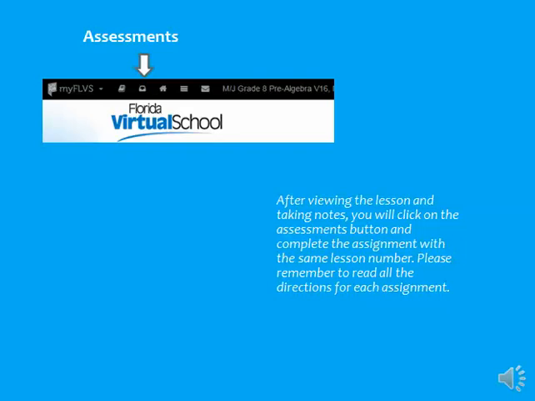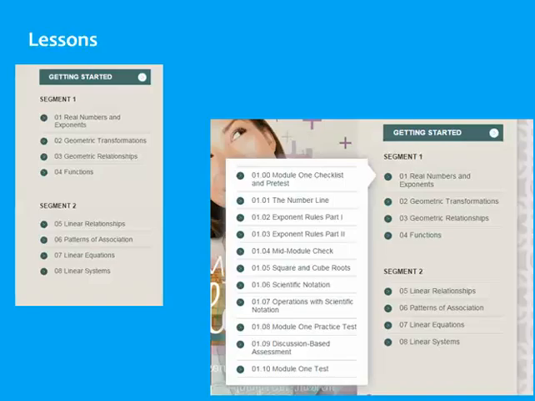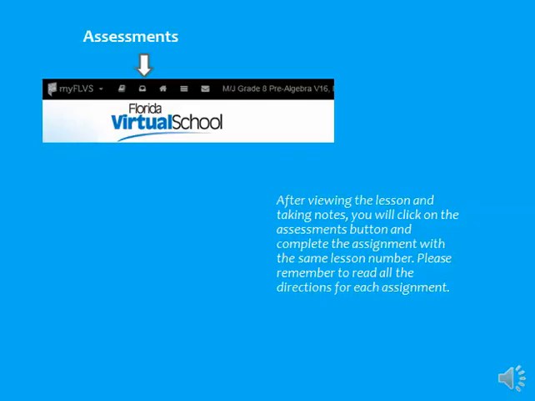After every lesson, you will have an assessment to take. This is where you actually turn in your work for a grade. So after you look at the lesson and take your notes, you can click on the Assessments button that looks like a little box and complete the same assignment. So if you are working on Module 1 checklist and pretest, then you'll go to Assessments and complete your Module 1 pretest as your first assignment.